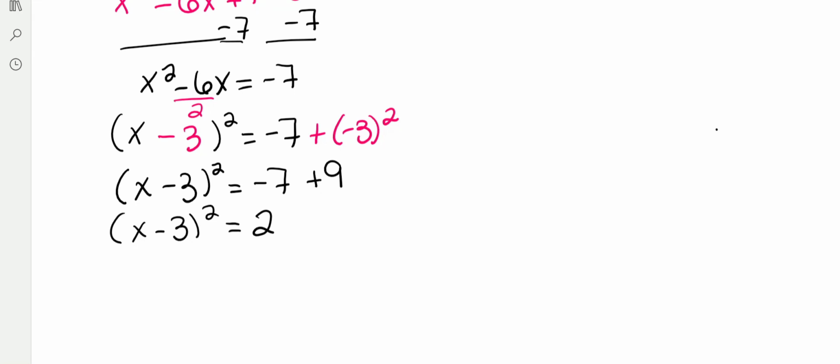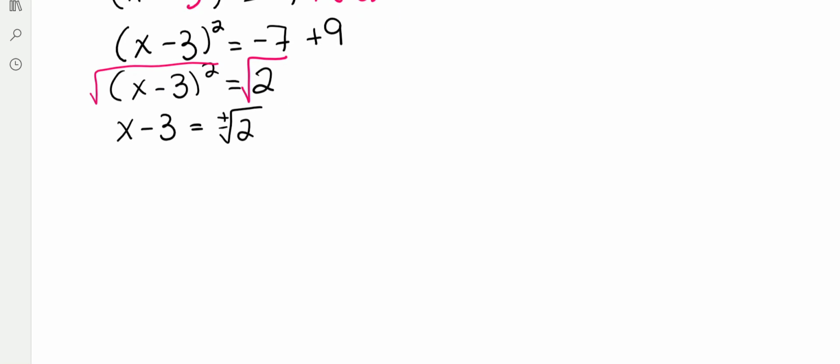Well, at this point, we have something squared equal to a number. We're going to take the square root of both sides. And that gives us x minus 3 equals, now I can't reduce 2, so we're going to have plus or minus the square root of 2. At this point, we're just going to solve for x. So I'm going to add 3 to both sides. x equals 3 plus or minus the square root of 2.